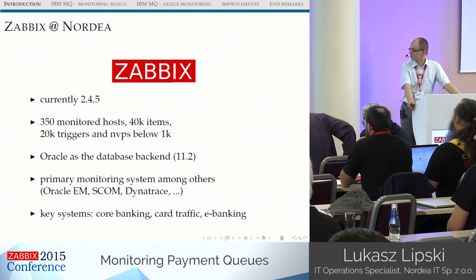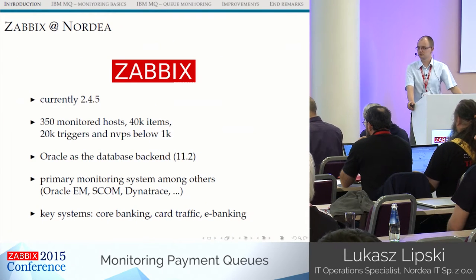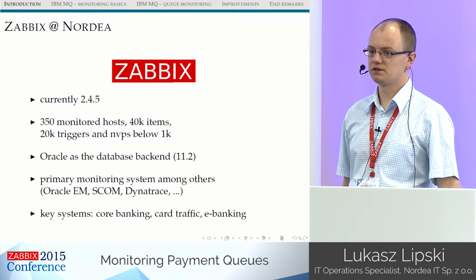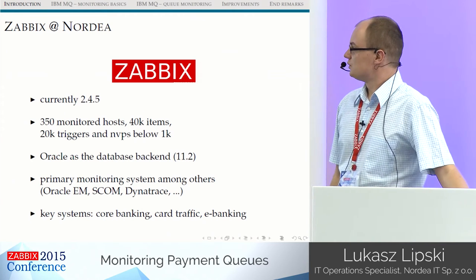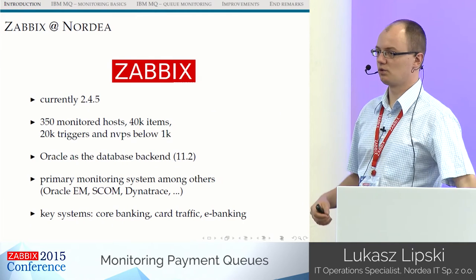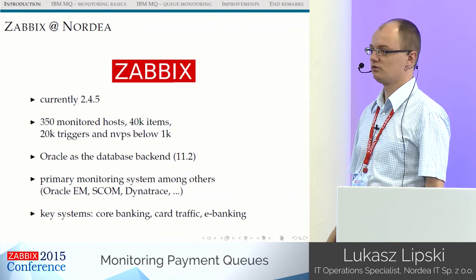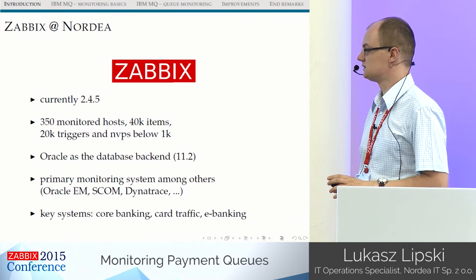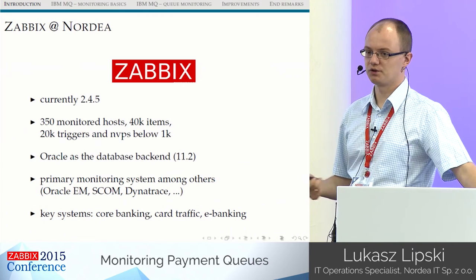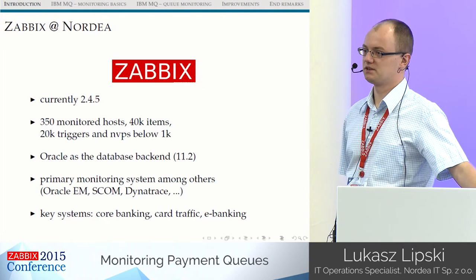Zabbix in our company is the primary monitoring solution, and although we are using several others, we are always focused on feeding all the mission critical data into Zabbix. And so we use it for our key systems, the whole of our Unix infrastructure, our core banking systems, all of our network card traffic, and our e-banking sites. Even though we are using Dynatrace to monitor real user activity, we are always feeding the critical data back into Zabbix.